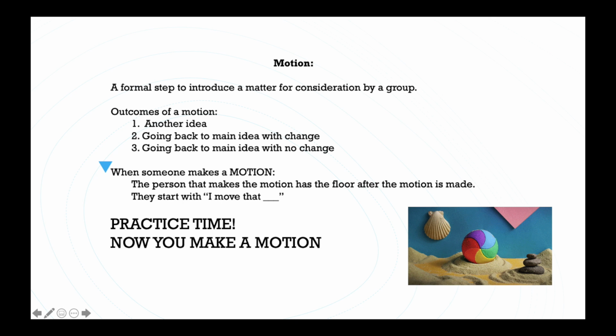When someone makes a motion, the person that makes the motion has the floor after the motion is made. They will start with, "I move that." An example that I can give is, "I move to adjourn this meeting." At the end of a meeting, we will always have one member of the board who motions to adjourn the meeting. Now it's practice time.